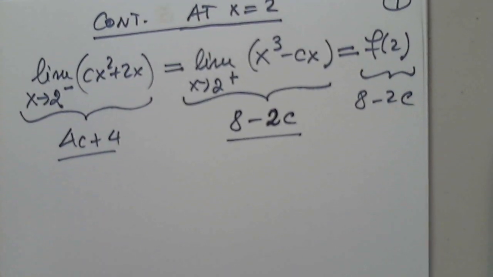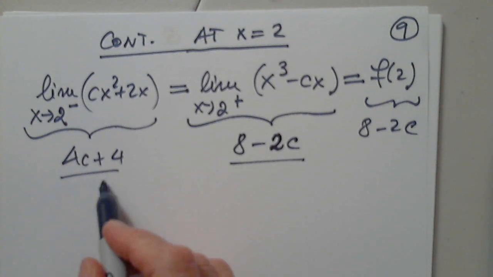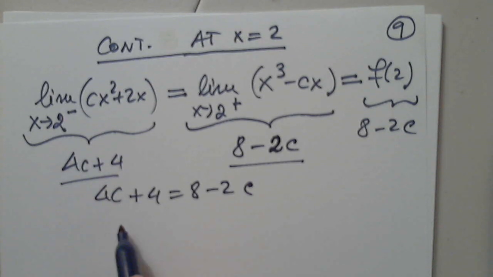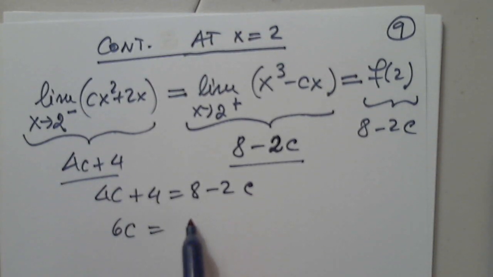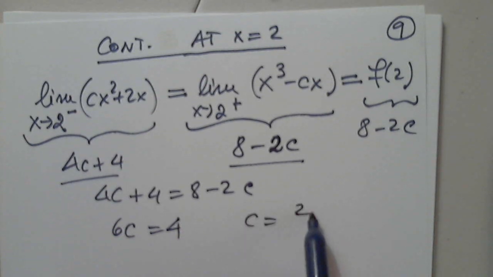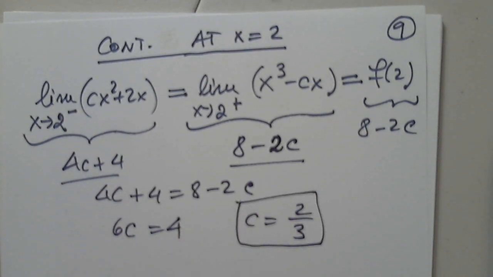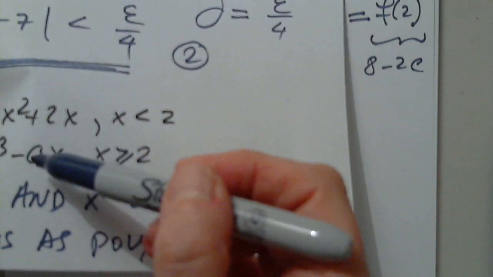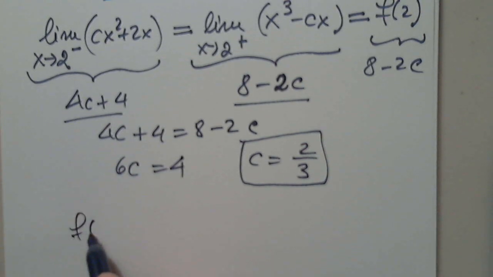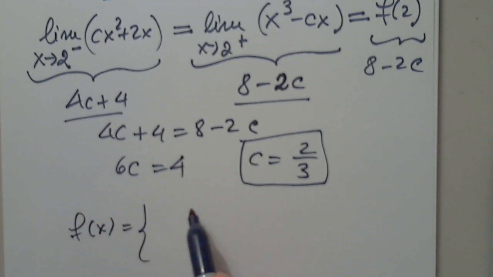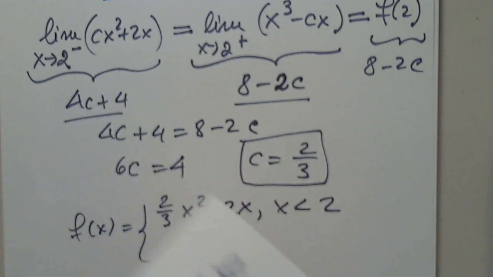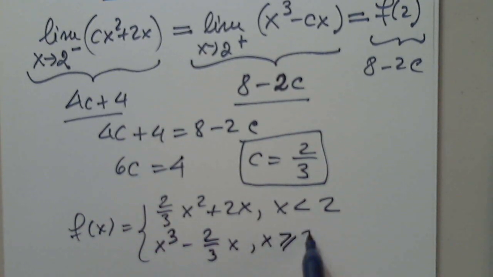So therefore, we have 4c plus 4 equals 8 minus 2c. I bring 2c here. I subtract 4, and I get 4. So then c equals 2/3. This is good, but it's not good enough. I have to put it in the function. I have to replace c in the function by 2/3. So then I will say this is 2/3 x squared plus 2x for x less than 2. And this is x cubed minus 2/3 x for x greater than or equal to 2.